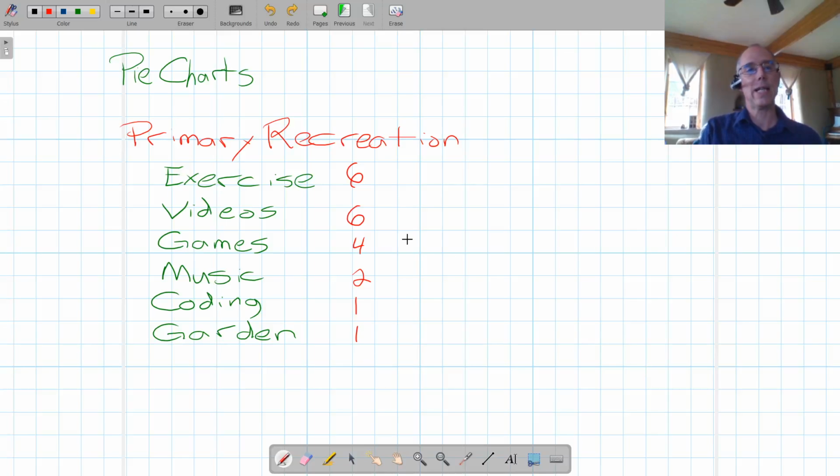Pie charts is our next kind of chart. So I have this data where I asked some friends what's their primary recreation. They just had to pick one thing that they do more often than anything else for recreation. And I just summarized the results here.